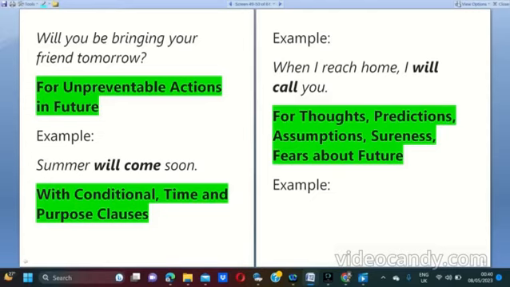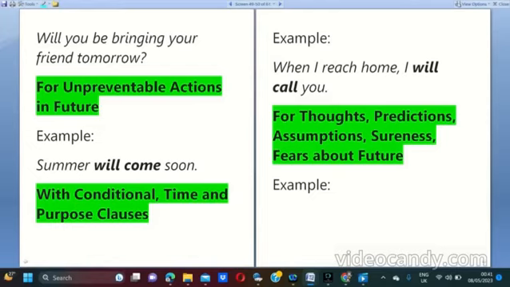Next, with conditionals. When I reach home, I will call you. Here, when I reach home is the subordinate clause. I will call you is the result. It is a condition, a type 1 condition. The subordinate clause is in present tense, and the main clause will be in future tense, simple future. Here, simple future is used in combination with simple present tense in the subordinate clause.